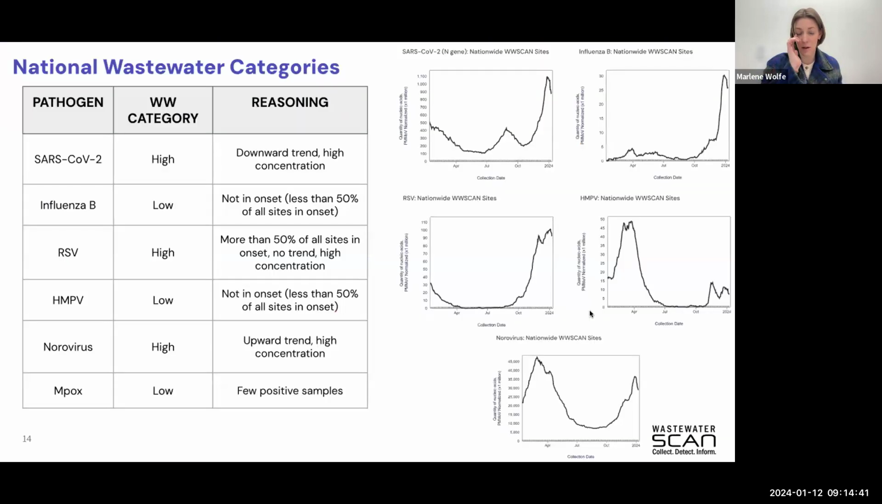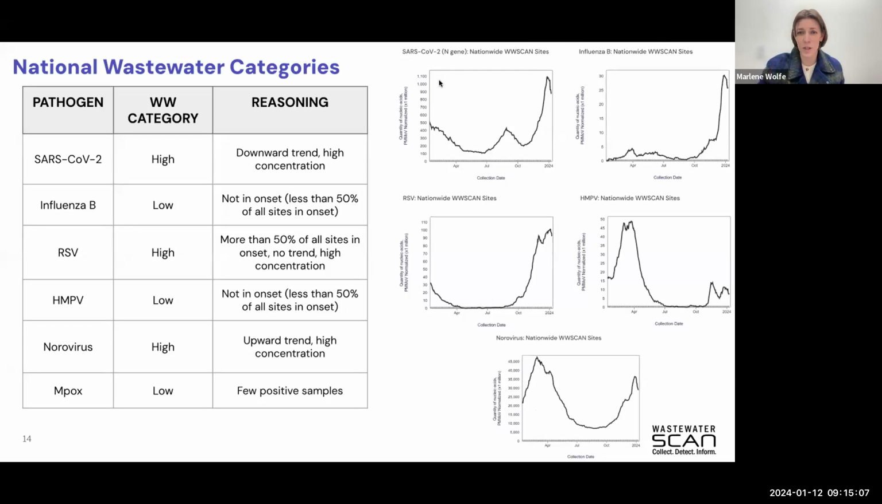So now we'll look at where we currently are. Here's an overview. Again, we are leaving influenza A out of this analysis for right now, and very soon we'll be able to report back on influenza A. But overall, with SARS-CoV-2, the category that we've designated for it right now is high. There is a little bit of a downward trend at the national level right now. The concentrations are very high.